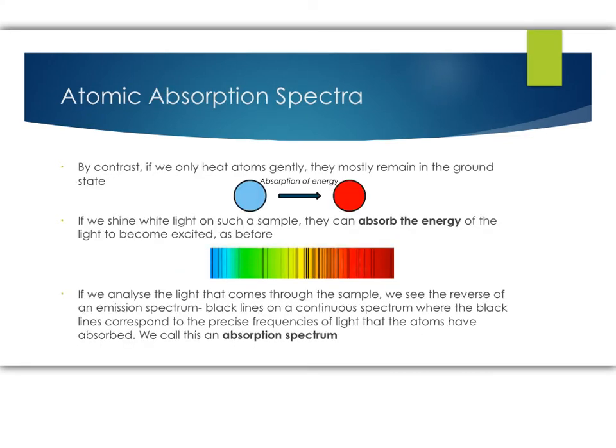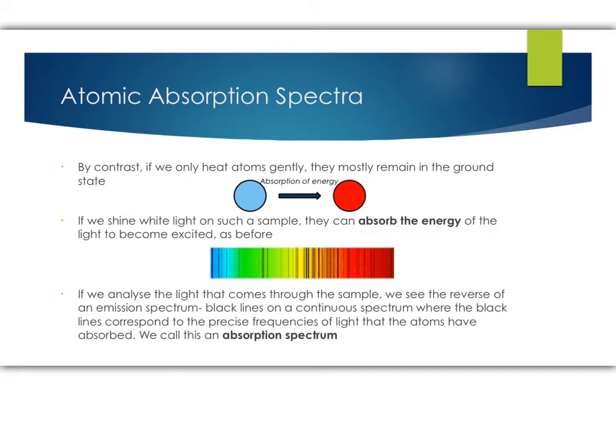Let's take a different experimental setup. Let's say you gently heat some atoms, this time they aren't going to become excited. They're for the most part going to stay in the ground state. But if you then take your ground state atoms and shine white light on them, they can now absorb the energy of the light. And they become excited, as we saw before. Here's our excited atom.